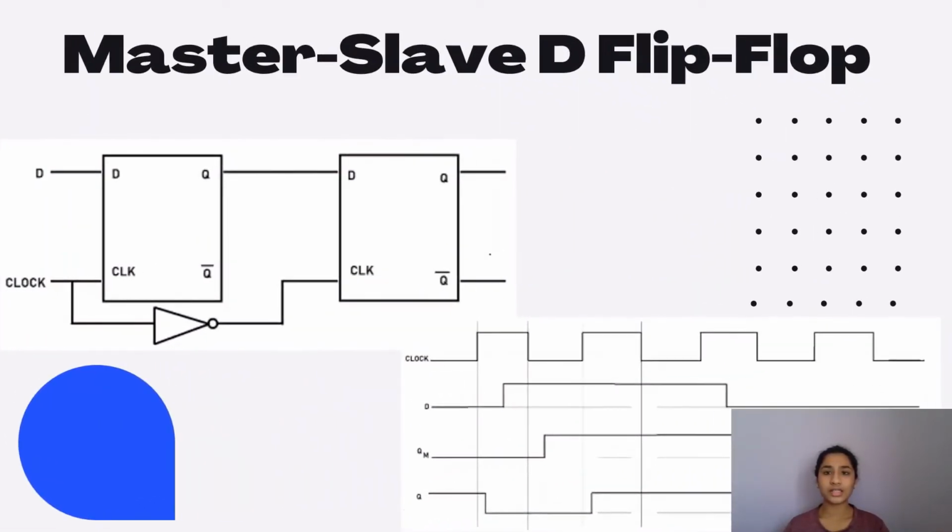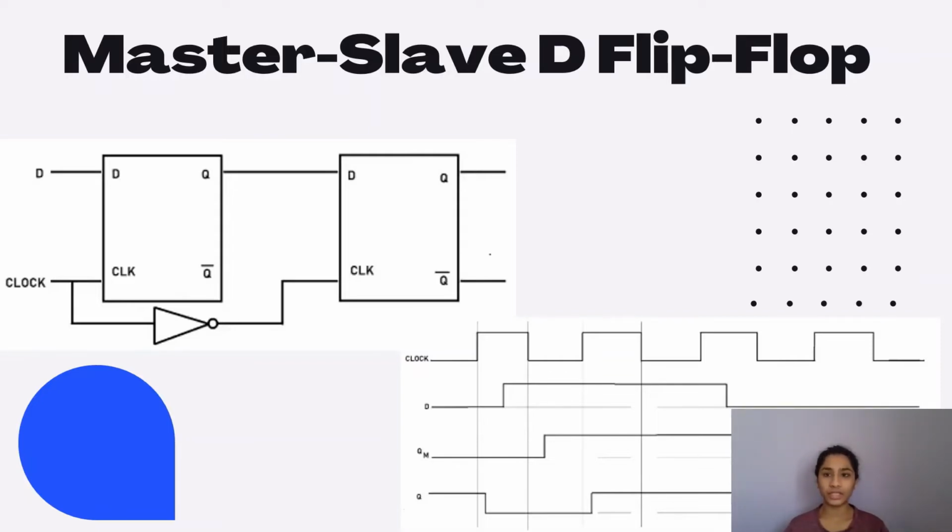Now this is the master slave D flip-flop. Here the only difference is that instead of using JK flip-flops, we have replaced them with two D flip-flops. The first is called the master D and the other flip-flop is called the slave D flip-flop. We have the clock pulse given to the master and the inverted clock pulse given to the slave. And this is the timing diagram of how it works. So it's just the same.